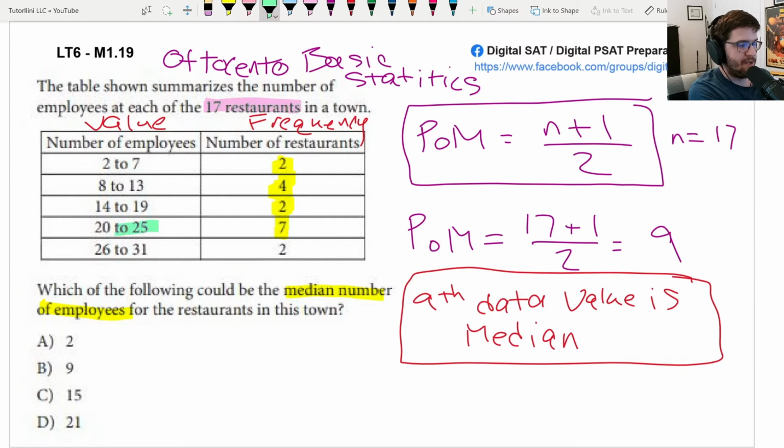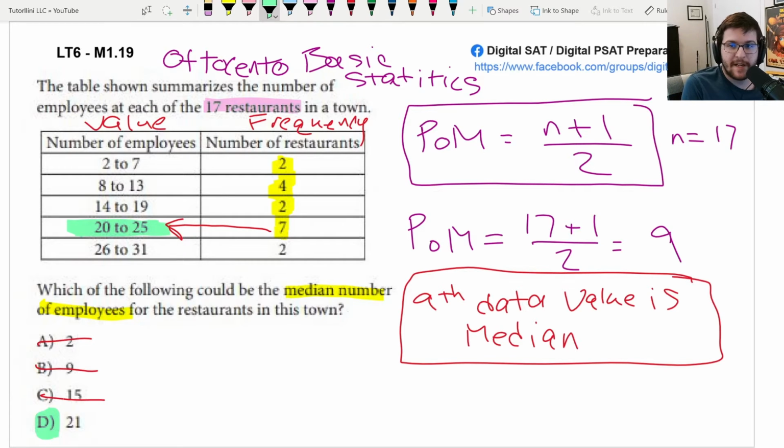And our median is going to be over here. Remember, guys, we have to go back to the value column to get the answer. The answer isn't 7. Okay, so we did that. We don't know what the median is, but we know it's between 20 and 25. Now we just use process elimination. This is too small. This is too small. This is too small. So the answer is D.